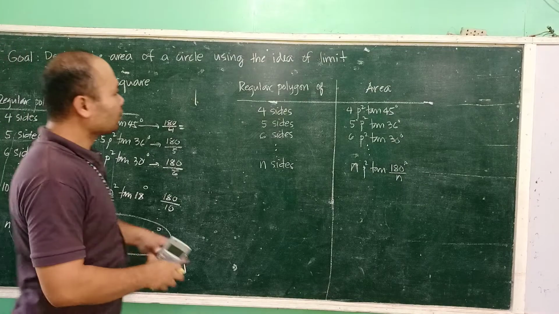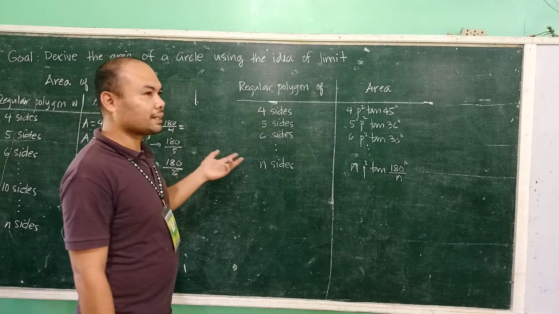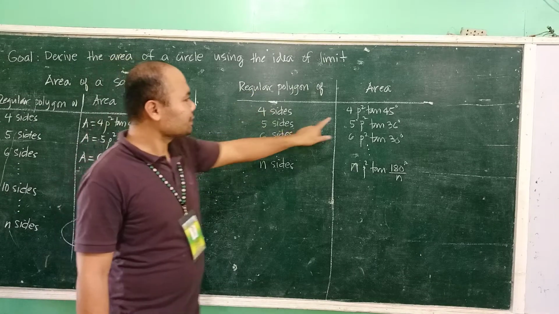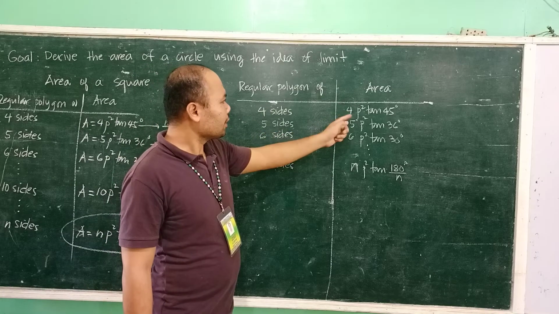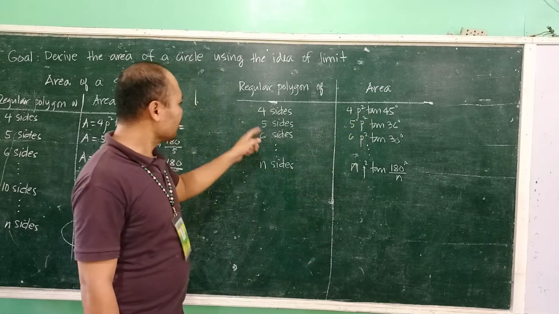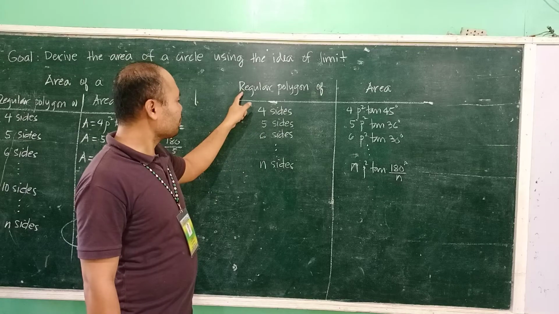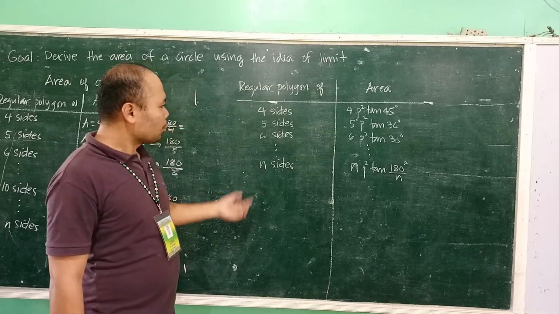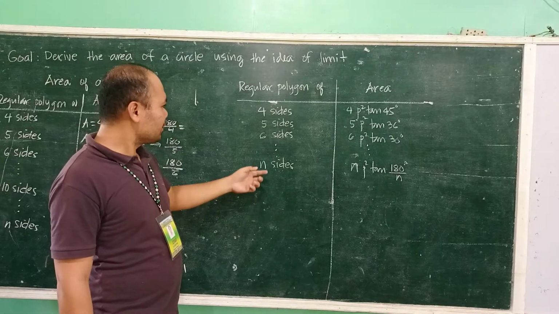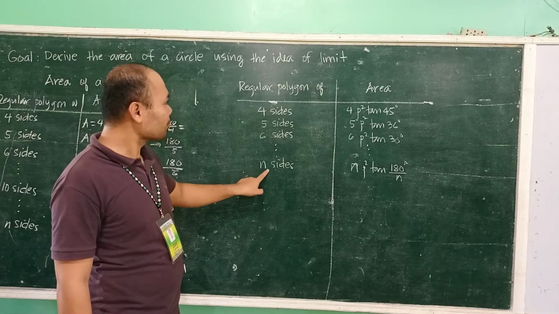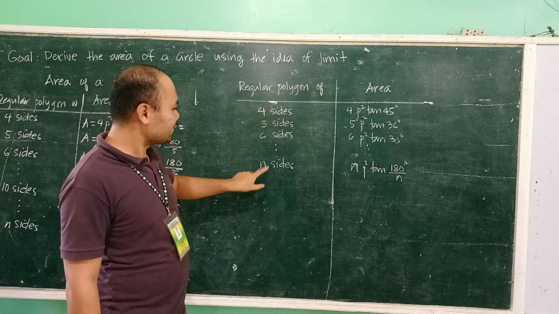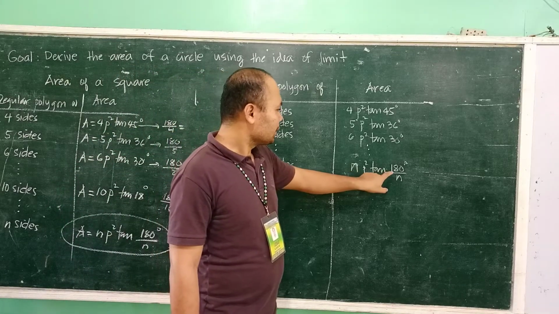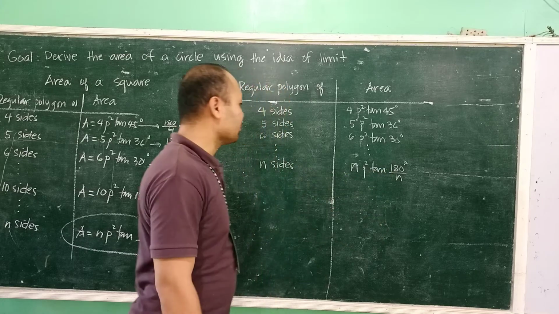Okay, so let's summarize what we have discussed earlier. When a regular polygon has four sides, this is the area: 4p squared tangent 45. When the regular polygon has five sides, this is the area, and so on. So we have derived that when your regular polygon has n sides, the formula is just np squared tangent 180 degrees over n.